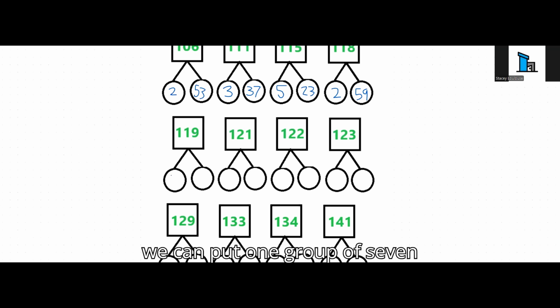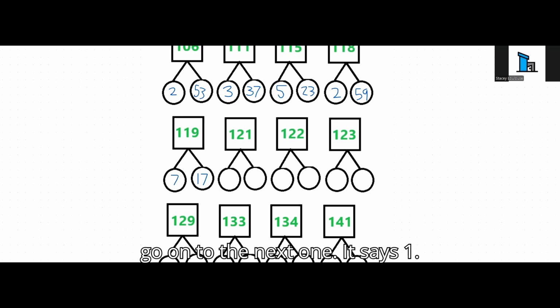Okay, we can put one group of 7 into 11, leaving us 4, 49. 7 is 7. So 7 times 17 is 119. Okay, very good. Let's go ahead and go on to the next one.